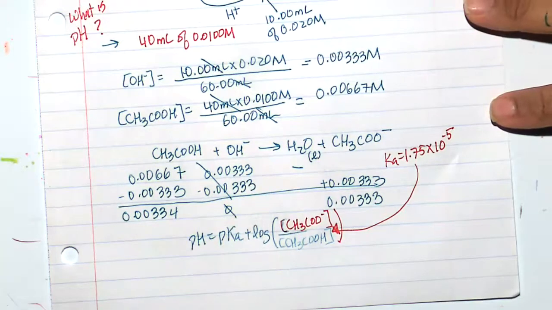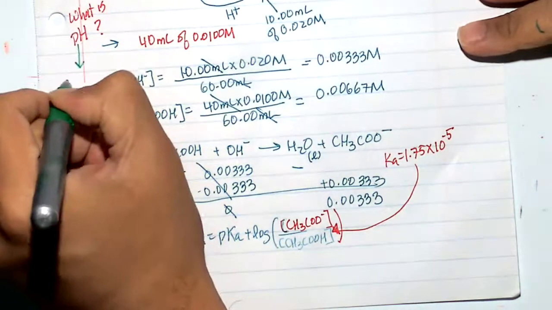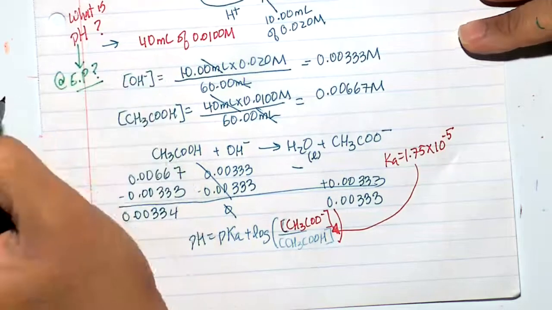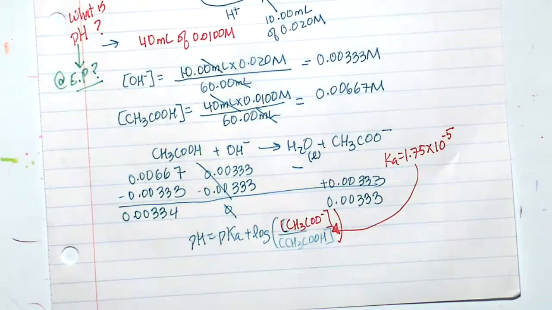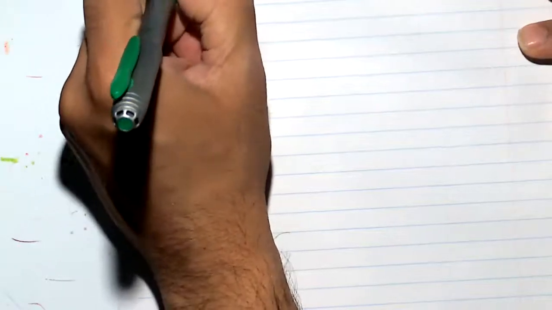But let me ask you this. Another problem that will appear on the exam is, let's extend this, what will be the pH at the equivalence point? So that's a whole other issue here. Let's see if we can solve for that here. At the equivalence point, what will you get?